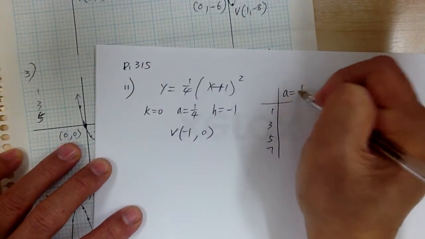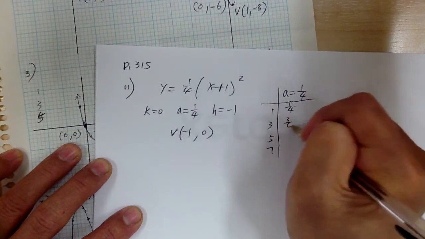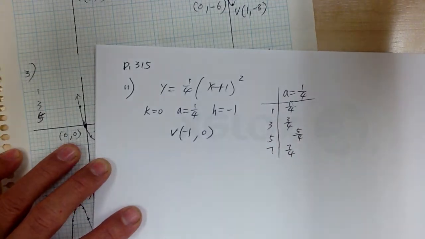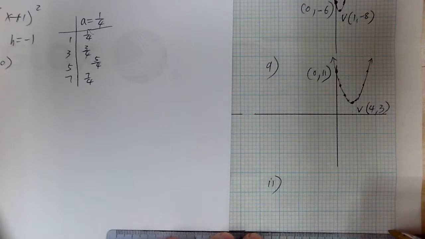Okay, so a equal to 1 over 4. So you're going to get 1 over 4, 3 over 4, 5 over 4, 7 over 4. Right, so those are your increments. Okay, so let's go ahead and sketch these things.